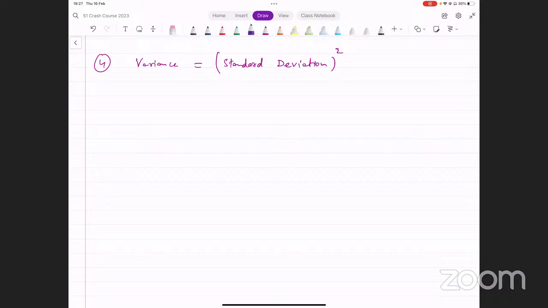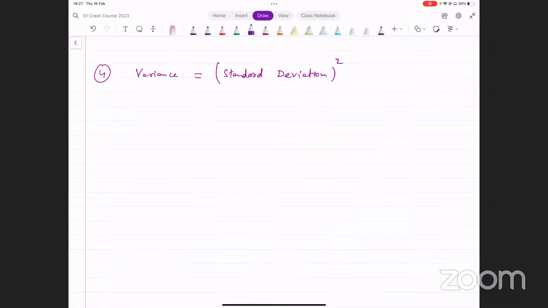For now, all you need to know about is how this variance is calculated. So we know how to calculate standard deviation. Variance is just the square of that. I hope that makes sense.